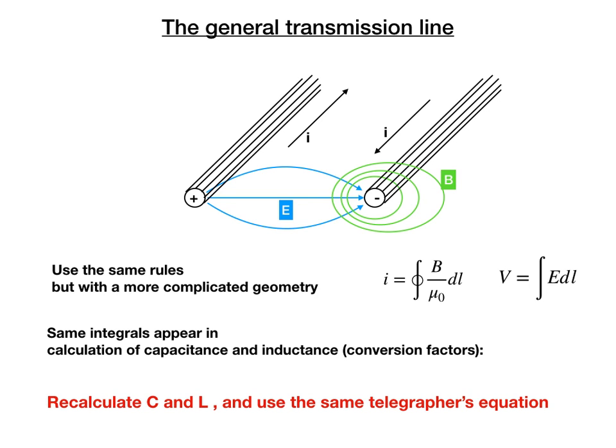Once you calculate these, you're actually calculating the capacitance and the inductance between the two line conductors. Namely, you recalculate the conversion factors between the fields and currents and voltages. However, you get the same telegrapher equations with different values for the capacitance and inductance, which depend on the geometry and of course on the permeability of the medium.